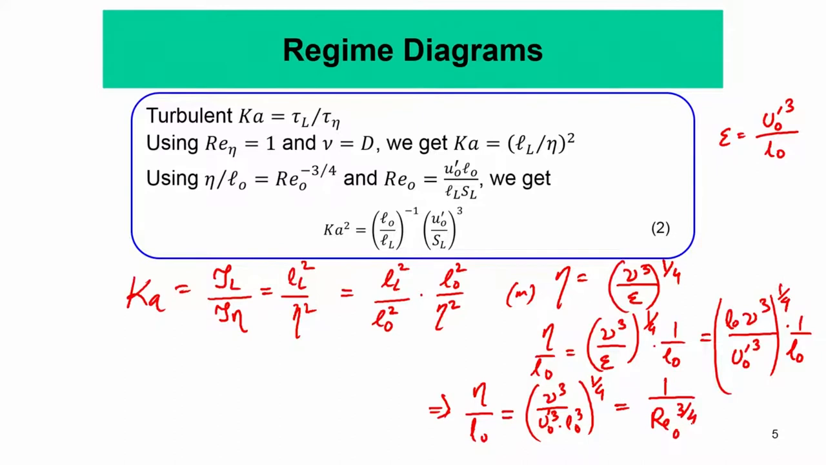Okay. Now, this is a very very important thing. This tells you how the scale separation looks like. So eta by L0 is equal to Re0 to the power of minus 3 by 4. This is a very very important expression. As the Reynolds number increases, the scale separation increases. That is why in a turbulent jet, when the Reynolds number increases, the largest length scale remains the same, but the smallest length scale becomes finer and finer, and decreases.